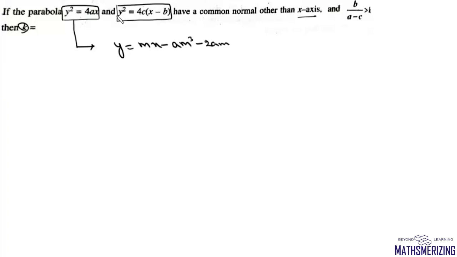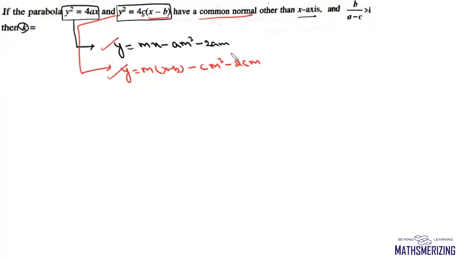Now we can write the equation of normal to this parabola also. So it will be y equals m, and now in place of x, we'll write x minus b. And then minus, now a here is c, so it will be cm cube minus 2cm. Now we have a common normal. So that means these two equations represent the same line.